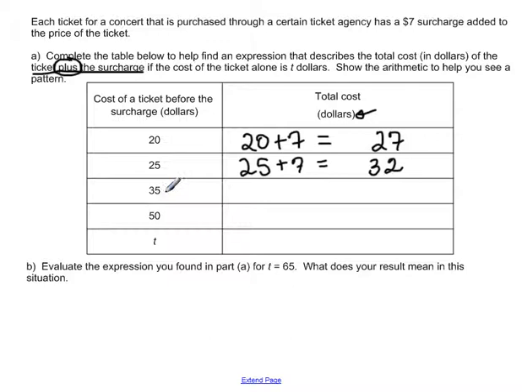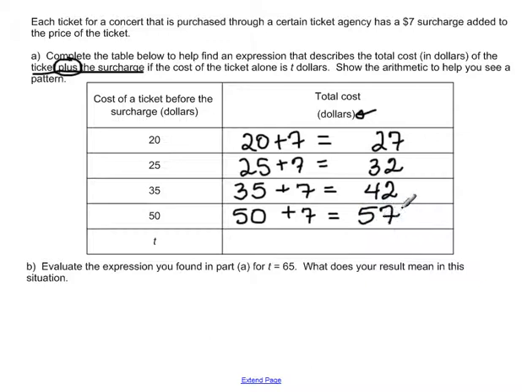In our next scenario, what if the price of the ticket was $35? Well, if it was $35, we add the surcharge to it, we would have to pay $42 for the total cost. What if it was a $50 ticket? I think you're seeing the pattern here. $50 plus the surcharge is going to give me a total of $57.